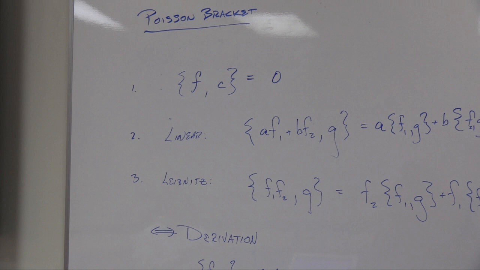So do those five properties make it a derivation then? Or no, just those original three? Those three. These two make it not quite a Lie algebra.